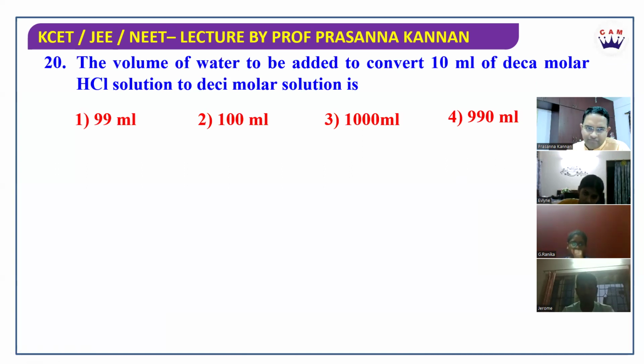A very similar question. The volume of water that needs to be added to convert an already existing 10 ml of decamolar HCl solution to decimolar solution. What is decamolar, Levin? Sir, I know decimolar is 1/10. Yeah, deci is 1/10. What is deca? 10. Yes. Decamolar means 10 molar. Decimolar is 1 by 10 molar. Good.